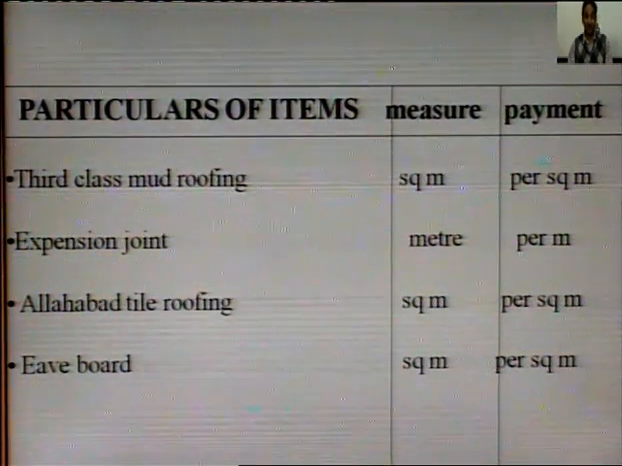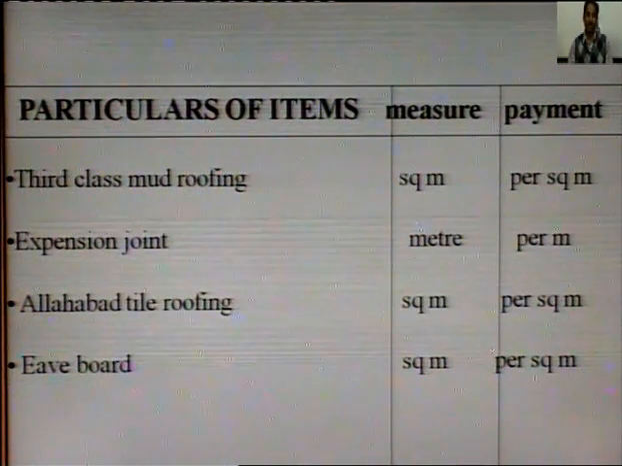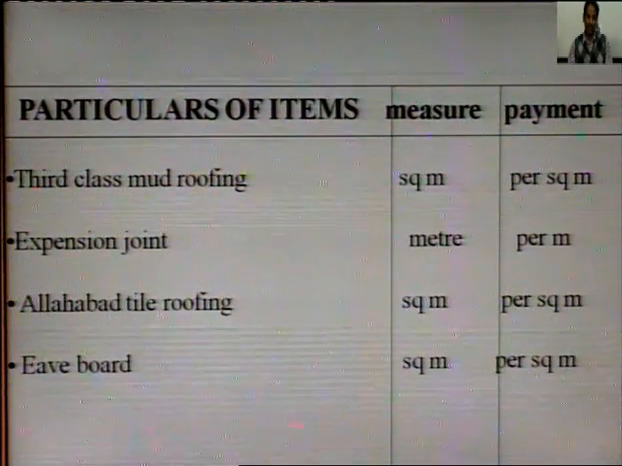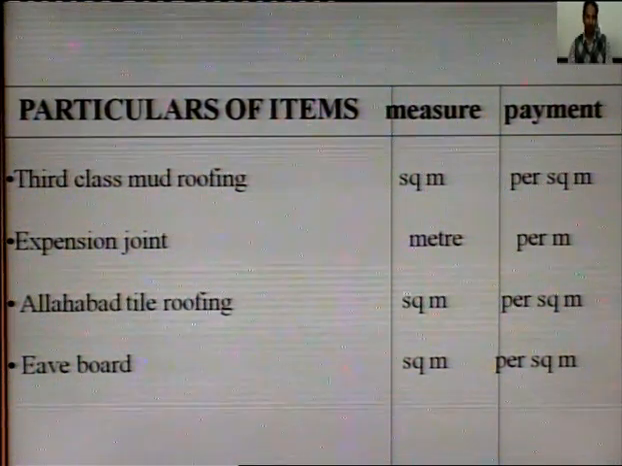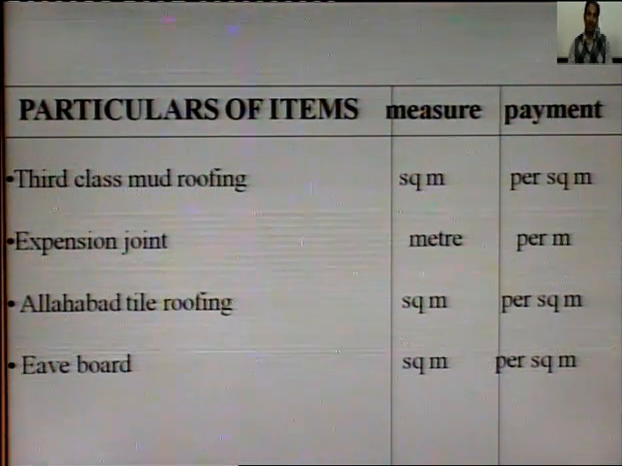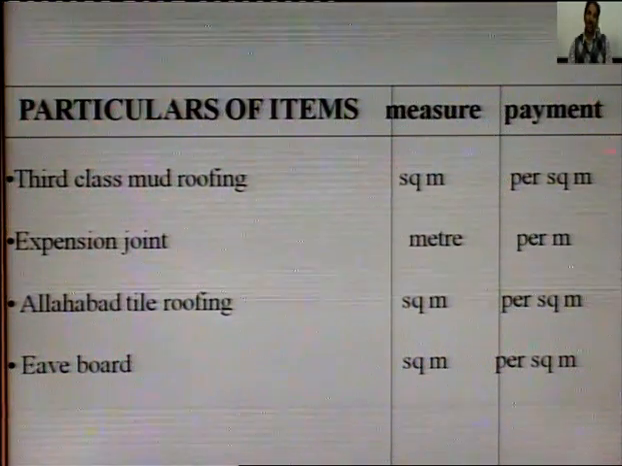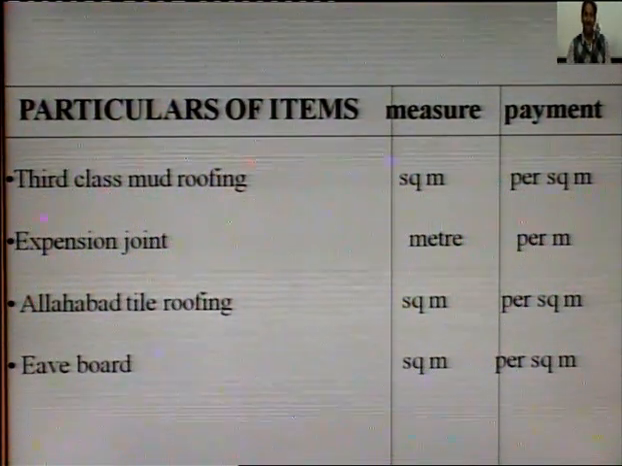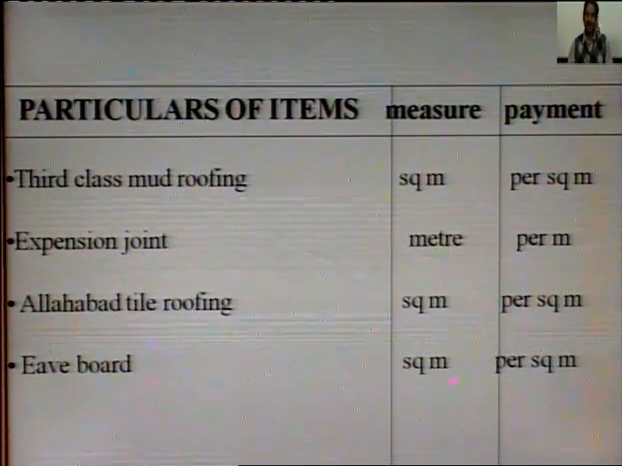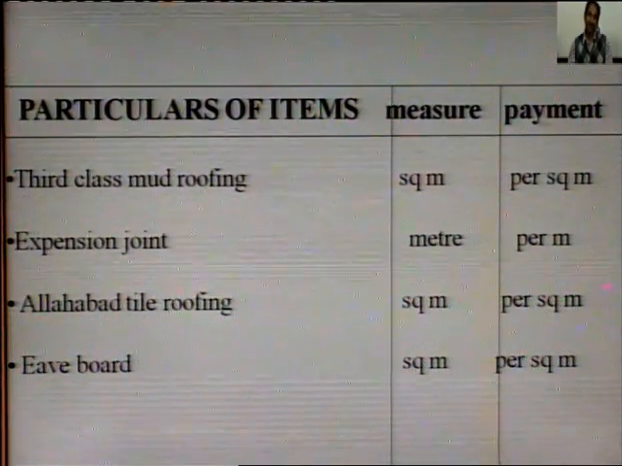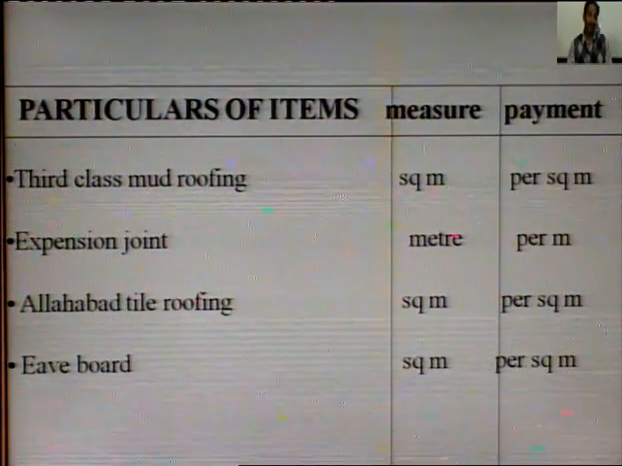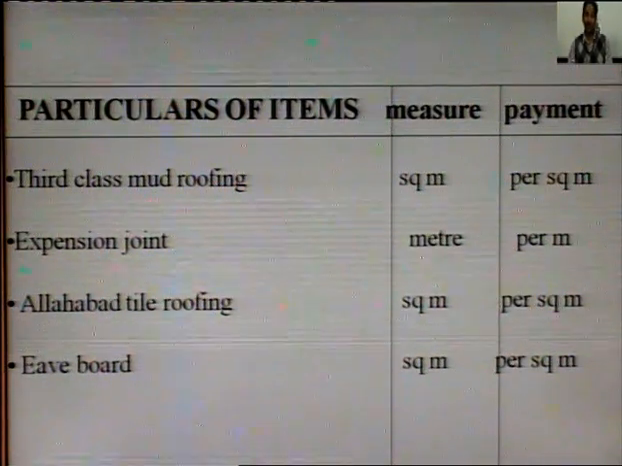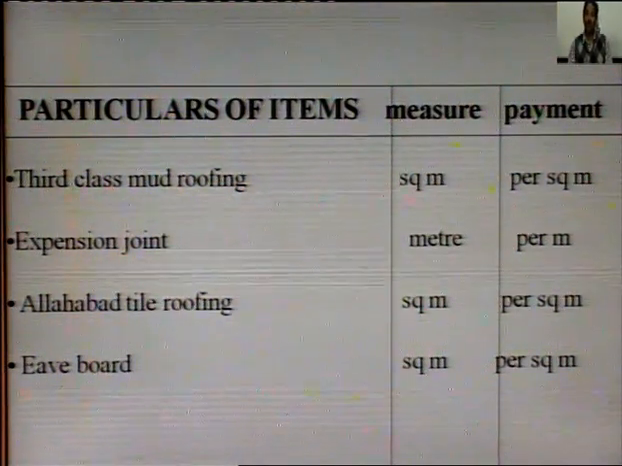So this expansion joint is always measured in running meter. So your expansion joint is measured lengthwise. What is the length of the expansion joint? It is measured in running length, in meter or any other units. Its payment is done per running meter, as you pay to the contractor or any other firm or company. So always for expansion joint, your payment is per meter.